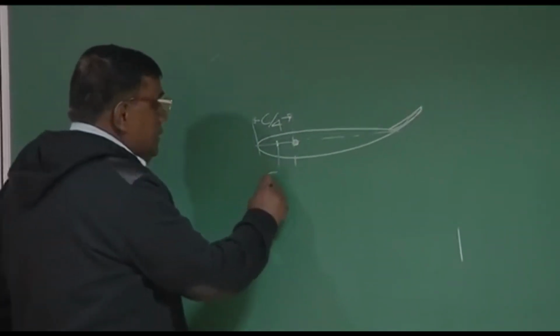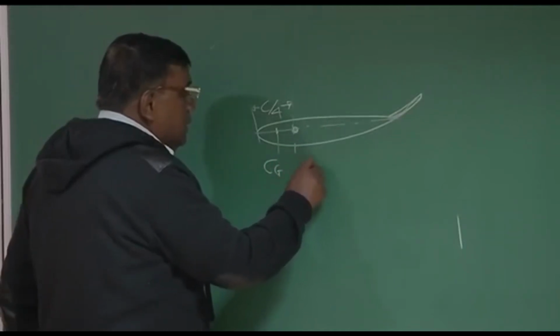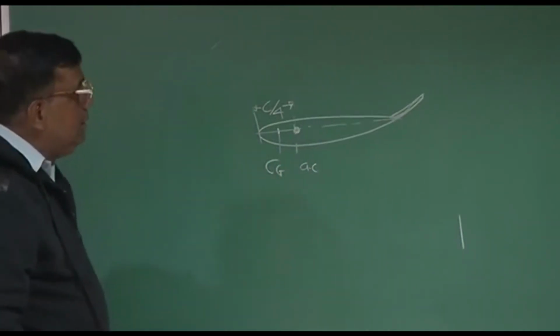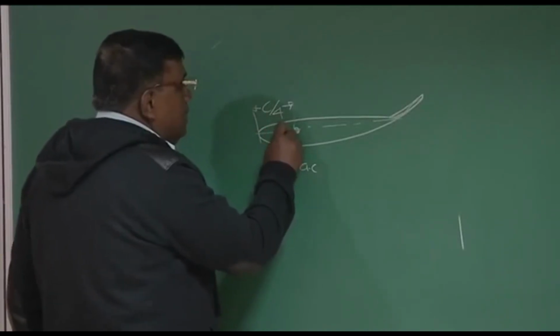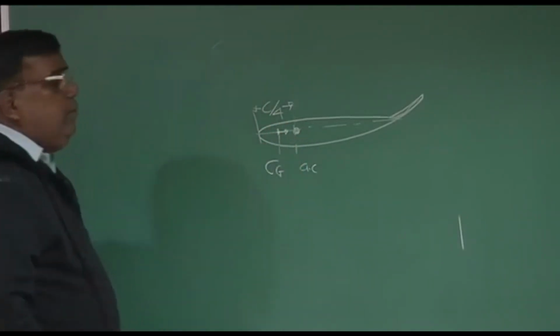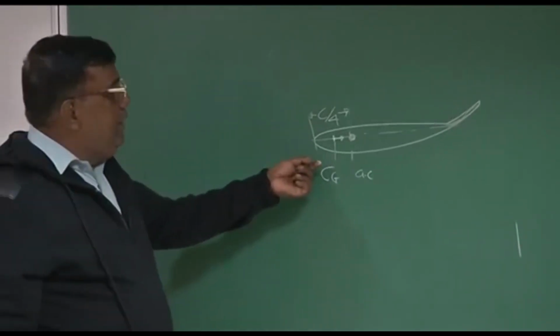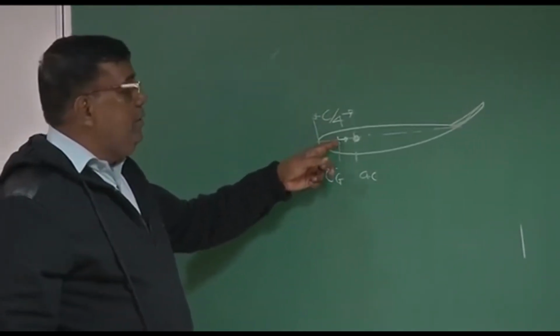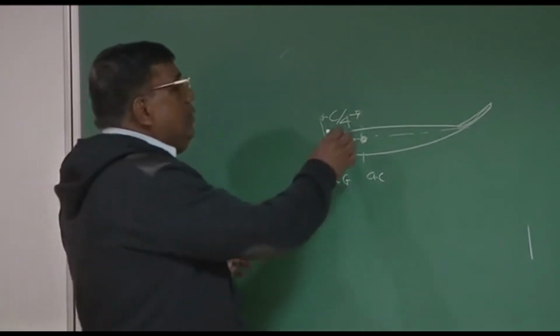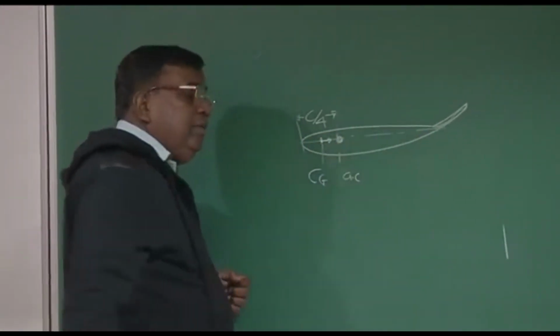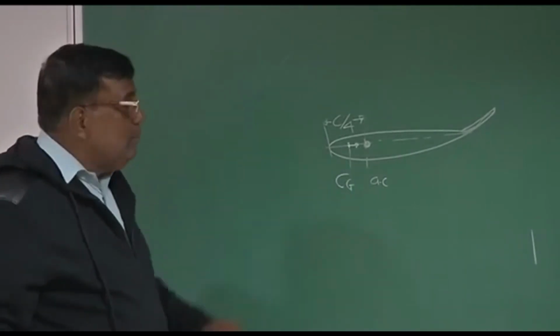So this is the CG, and this is the AC. Now think of a situation. Suppose I start moving this towards AC of the wing. That is, I am shifting the CG from this location towards AC. That can easily be done. You can redistribute the masses here inside the flying wing, and CG can move aft.